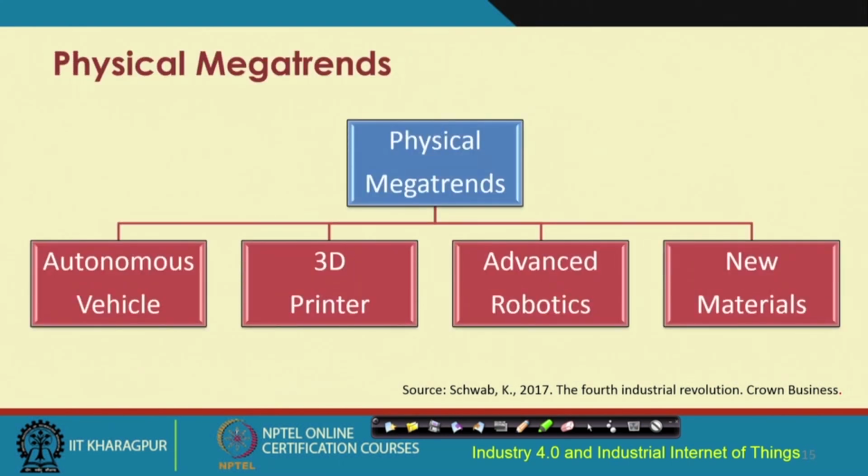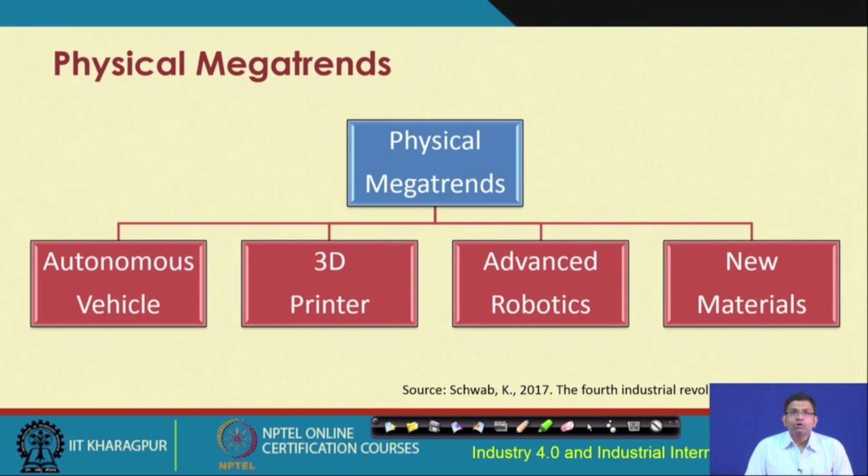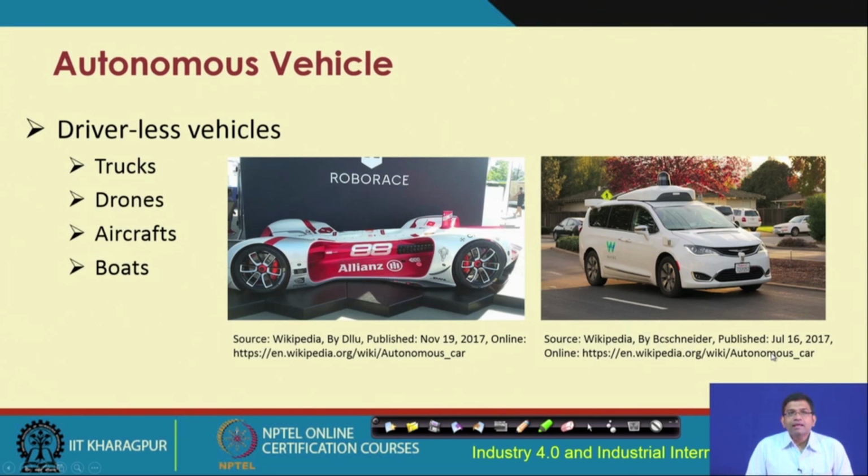So, in terms of the physical mega trends, we have now autonomous vehicles, 3D printing, advanced robotics, connected robotics, new materials, lightweight materials, cheaper materials, stronger materials, and so on. These are the physical mega trends that are happening at present. Autonomous vehicles are already in place. We now have autonomous trucks, autonomous drones, so drones are basically self driven airborne vehicles, where there is typically no pilot, neither a human pilot nor a machine pilot. These are self driven airborne vehicles.